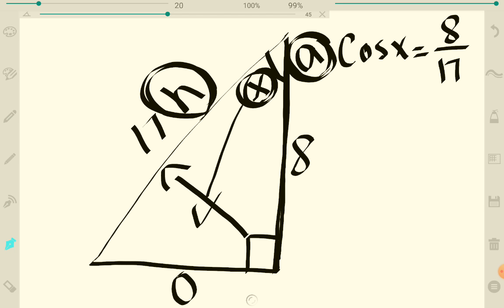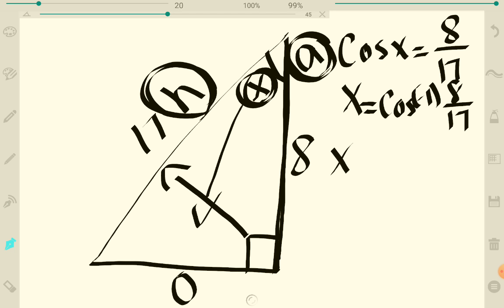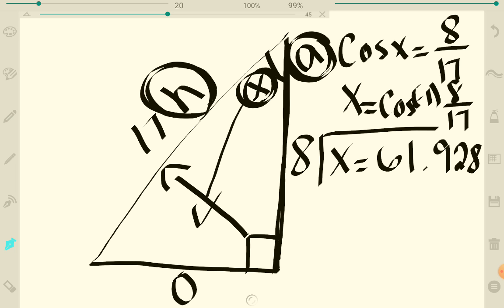And just like the previous problem, we need to divide each side by cos, and we should get x equals cos inverse 8 over 17. And if we plug that into our calculator, x should equal 61.928. And that's going to be our answer for this angle right here.